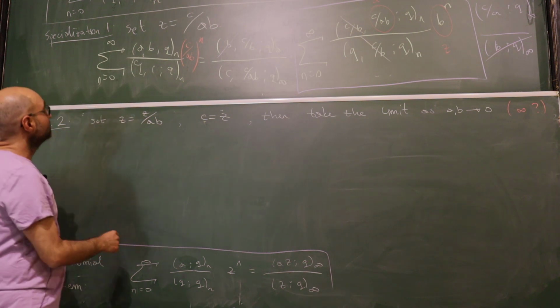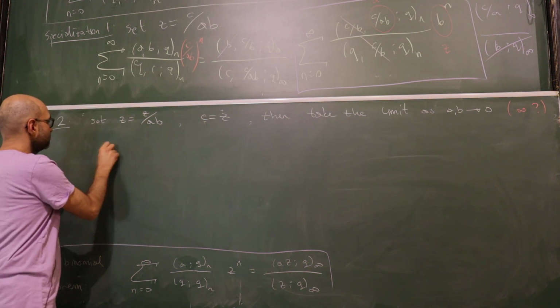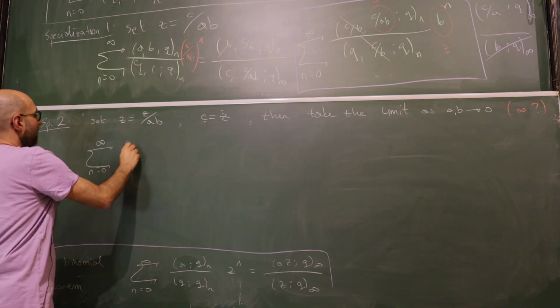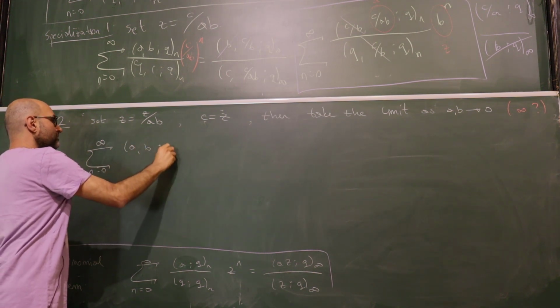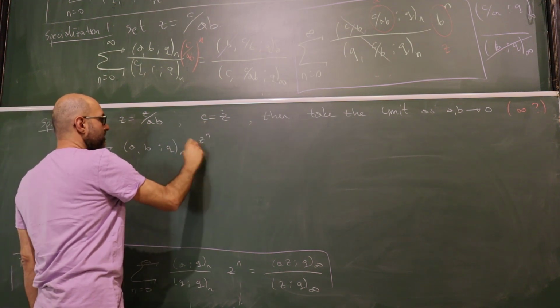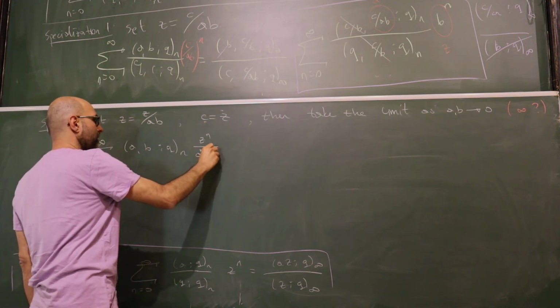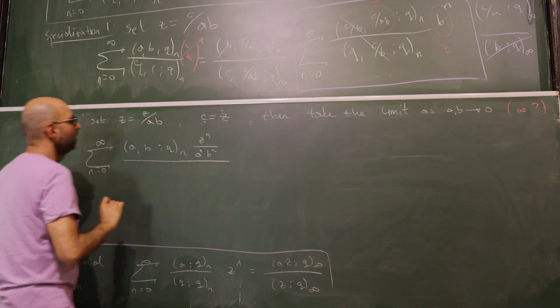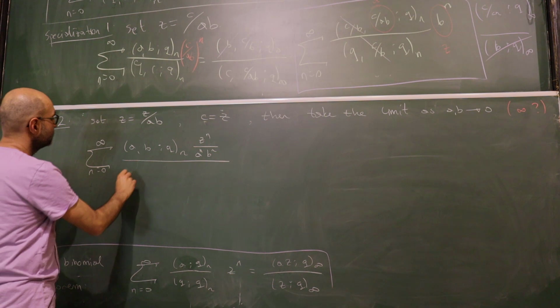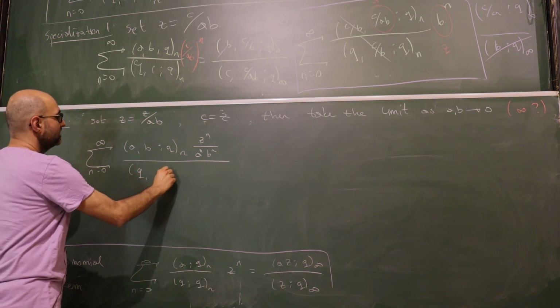Okay, take the identity, make the replacements, and from 0 to infinity, a and b stay. Z is replaced by this thing, a to n, b to n, over, yes, we are sending them to infinity. Q and Z.